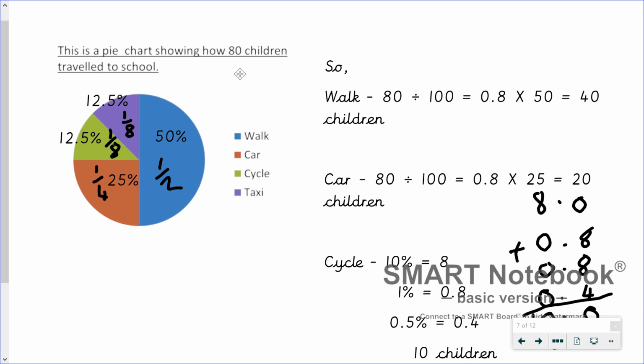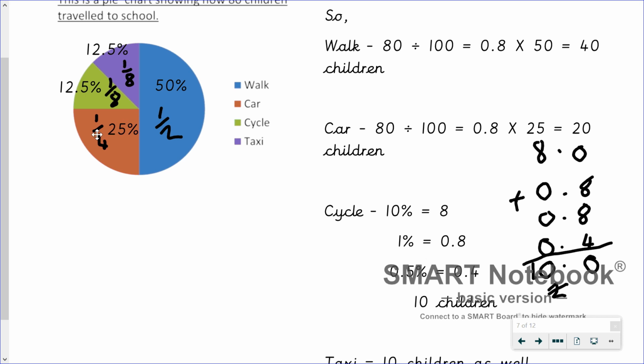So now we can work out how many children did what. So walking, we had 1/2 of the children walk, or 50%. So I could have just divided through by 2, but I'm going to try and use the percentage method to show you for later on. So 80 divided by 100 gives me 1%, 0.8, and then I times that by whatever percentage I've got, times 50. So 0.8 times 50 is 40 children. Car, we've got a quarter, or 25%. I'm going to do exactly the same. 80 divided by 100, 0.8 to give me 1%, and then I'm going to times that by 25, gives me 20 children.